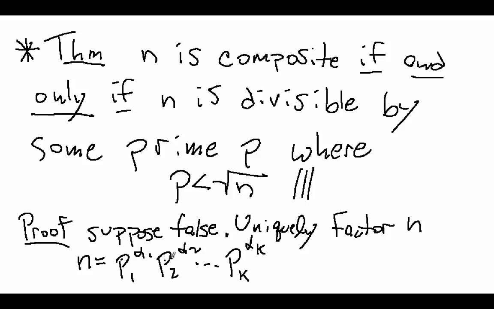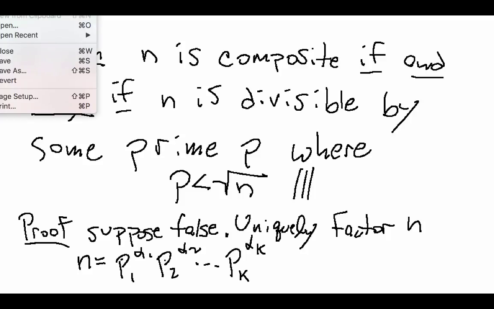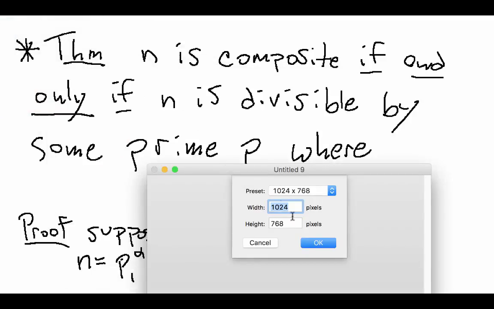Does everybody see that? So the conclusion we make is that at least one of these has to be less than the square root of n. Therefore, if n is a composite number, it must be divisible by some prime that is smaller than the square root of n. Let's just think about that again.